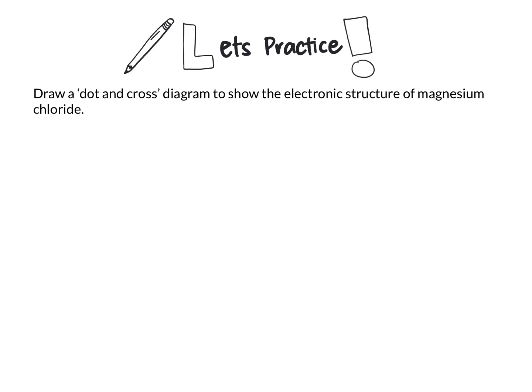Now that you have finished practicing, let's look at the answer. As with any question, always check that you have a metal and non-metal before attempting to draw the ionic bonding dot and crosses diagram. So check the periodic table and look for the proton number.